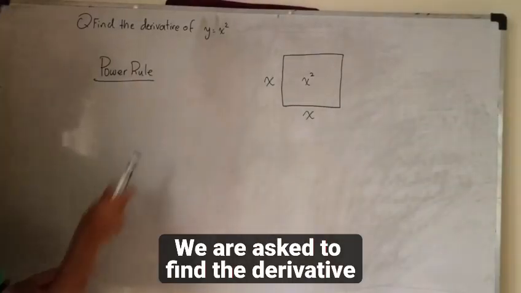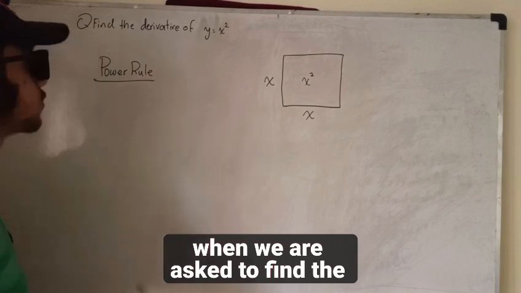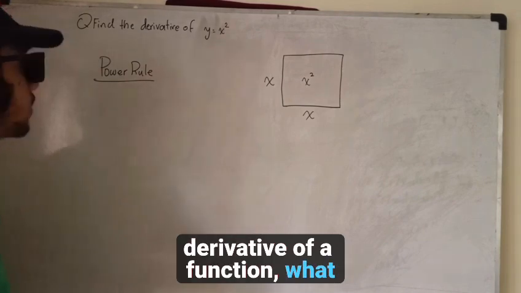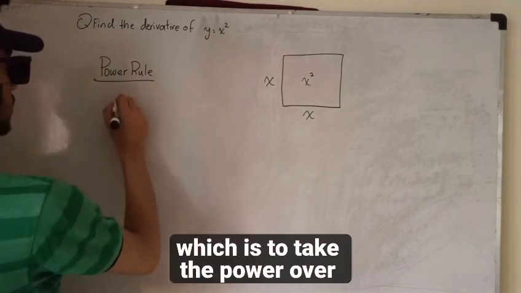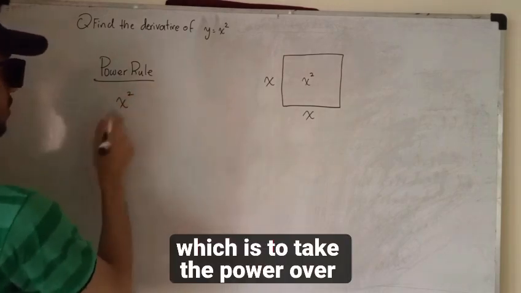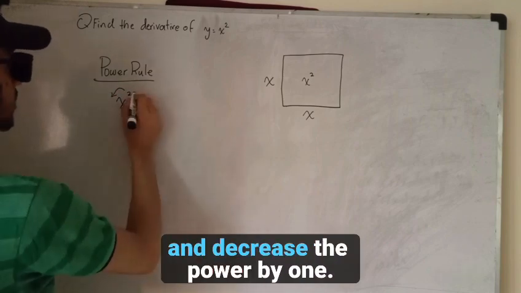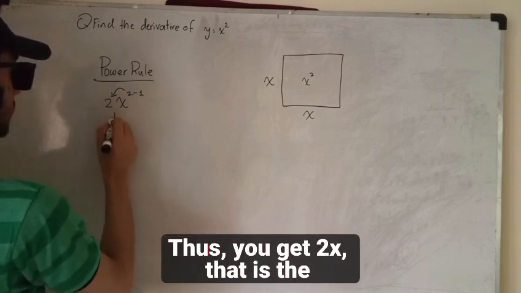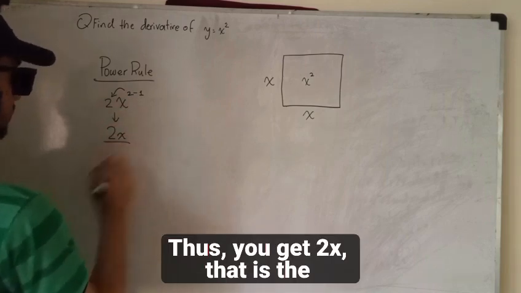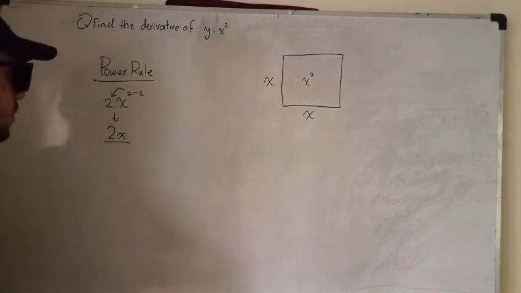We're asked to find the derivative of y is equal to x squared. Usually, when we're asked to find the derivative of a function, we use the power rule, which is to take the power over the variable down to multiply with the variable and decrease the power by 1. Thus, you get 2x. That is the derivative of y is equal to x squared.